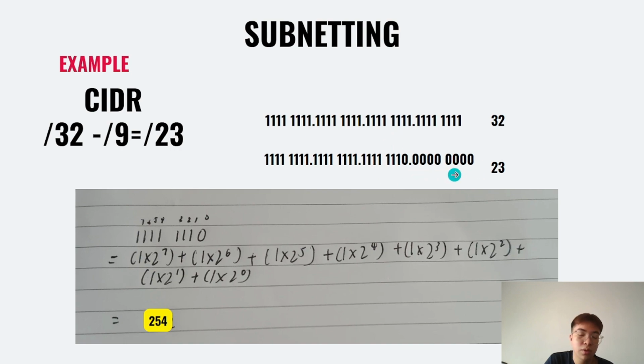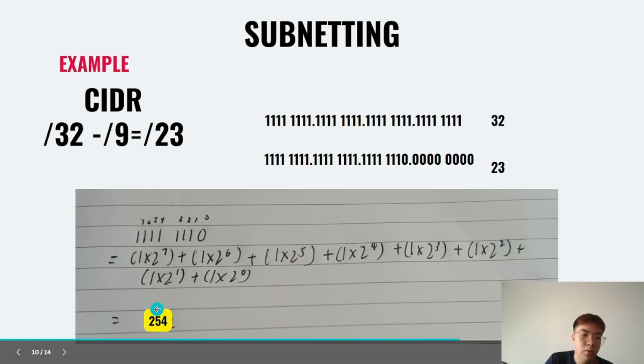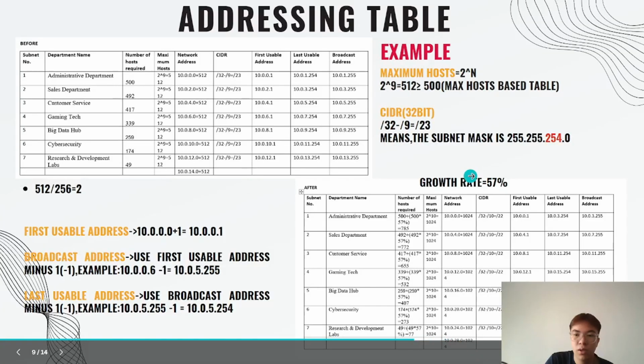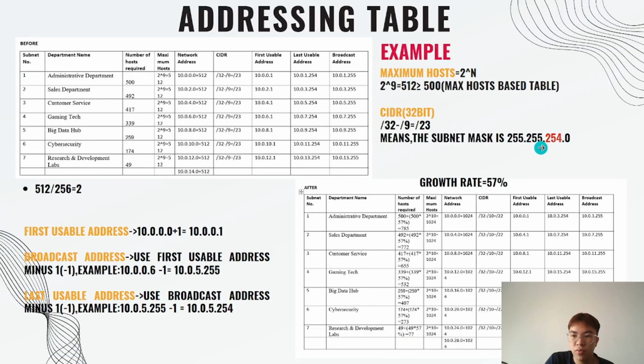So how do we calculate? We can use a calculator or handwriting to calculate that. So here is the calculation for handwriting. We can get 254, that's the value here. So we can see 255, 255, 254. So that's all for this addressing table.